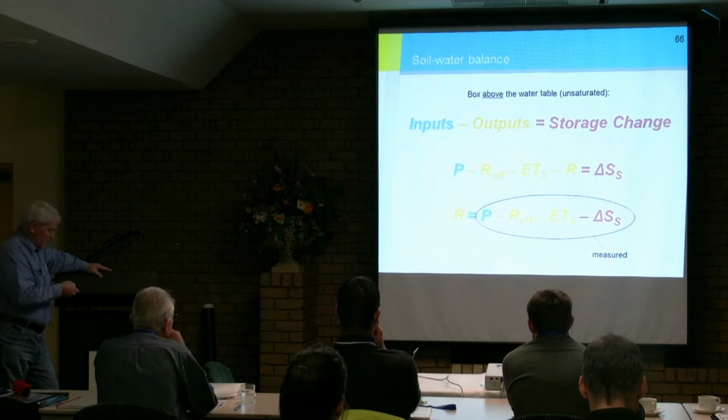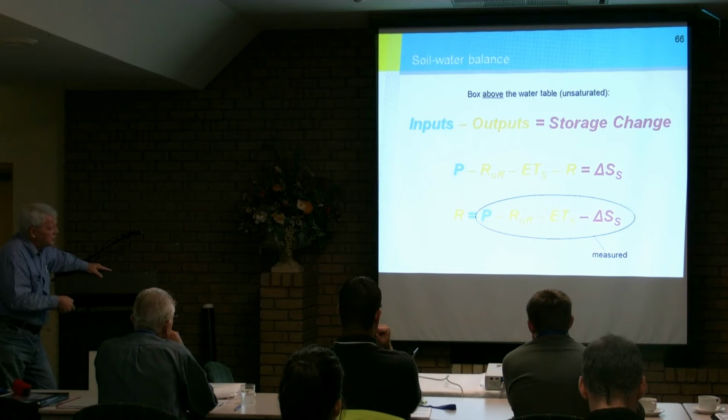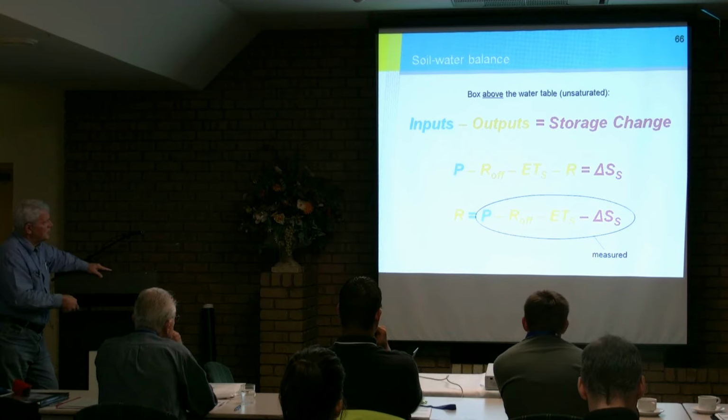And in that, we have the inputs minus the outputs would be the change in storage. The inputs are the precipitation, minus the rainfall runoff, minus evapotranspiration in the saturated zone, minus the recharge, which is moving out of the saturated zone down into the unsaturated zone, down to the saturated zone, and all of that gives us a change of storage in the saturated zone. So the recharge, which is this one, is equal to the precipitation minus the runoff, minus the evapotranspiration, minus the change in storage.